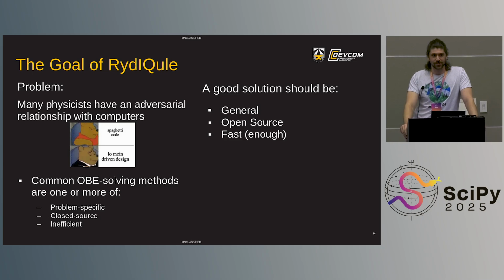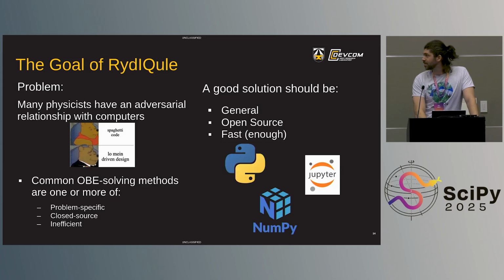A lot of physicists, especially in the lab, working with their hands a lot, have what I would describe as an adversarial relationship with computers. They use them when they have to, but they prefer to be on the optics table. And a lot of the ways they solve them are specific to their problem, they're using closed source tools, or they're just not written very well. They're kind of inefficient. So a good solution needs to address all of these, be general, be open source, and it needs to be fast enough that they can iterate in real time.